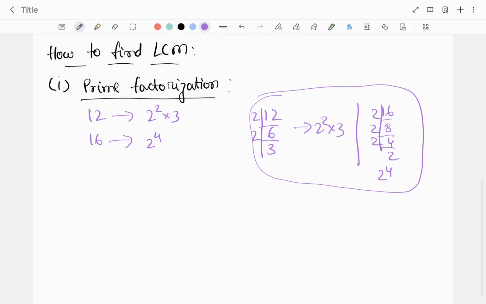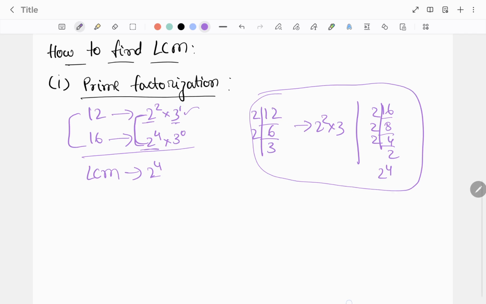So now, how to find the LCM? Among 12 and 16, the prime numbers we got in 12 are 2 and 3, the base I am talking about, not the exponent. In 16, only 2. So first go with the common prime. What is the common prime? 2. So check in these two numbers, what is the highest power of 2? That should be in the LCM. The highest power of 2 is 4. So 2 power 4 should be in the LCM. Then 3. In 12, 3 is there, but in 16, 3 is not there. So 3 is not there in the sense we can write it as 3 power 0. Means 3 in the sense 3 power 1.